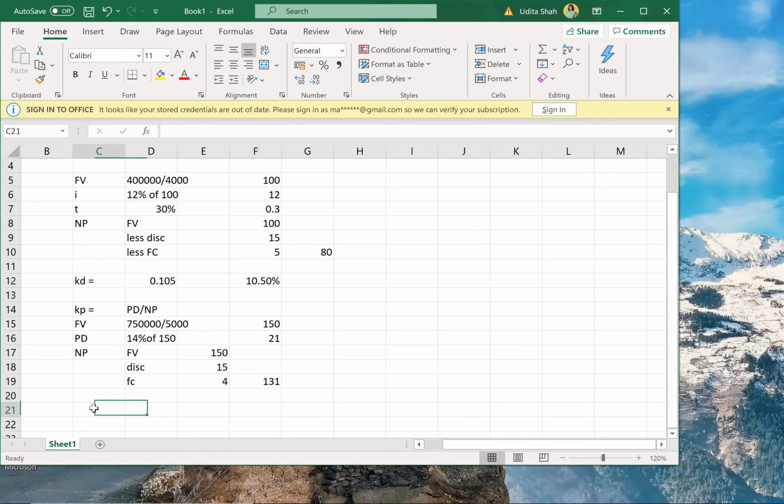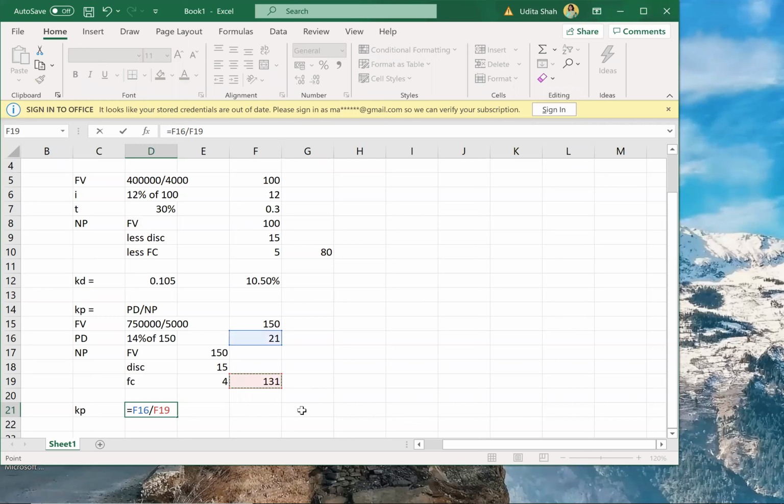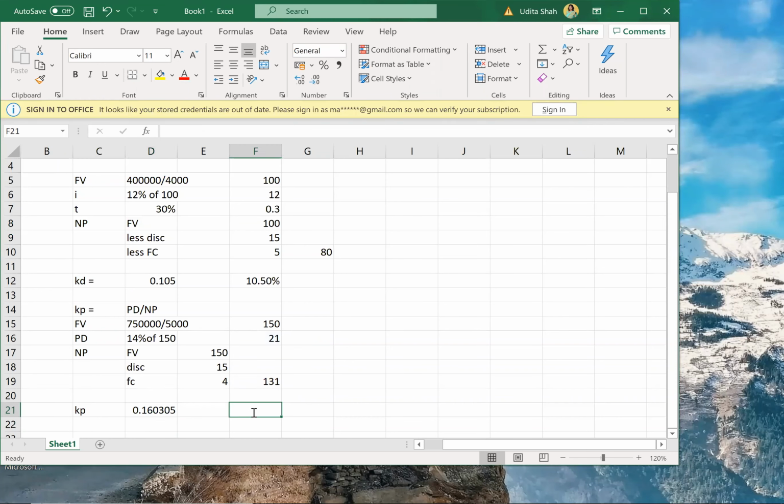So what is my KP then? KP equal to PD by NP. Preference dividend 21 divided by NP 131. So 0.1603, or I can say 16.03%. Okay, so this was my first answer, and this is my second answer. Okay, next. What do I need next?